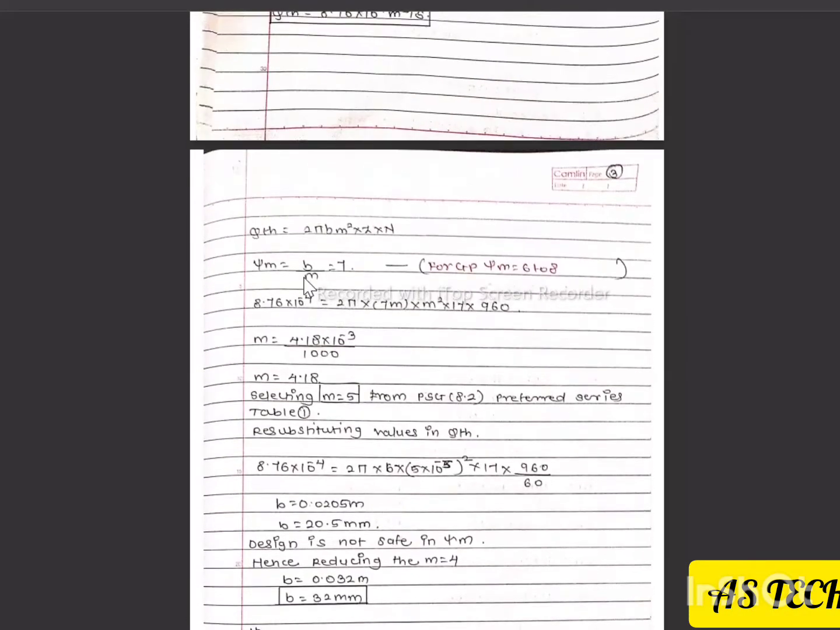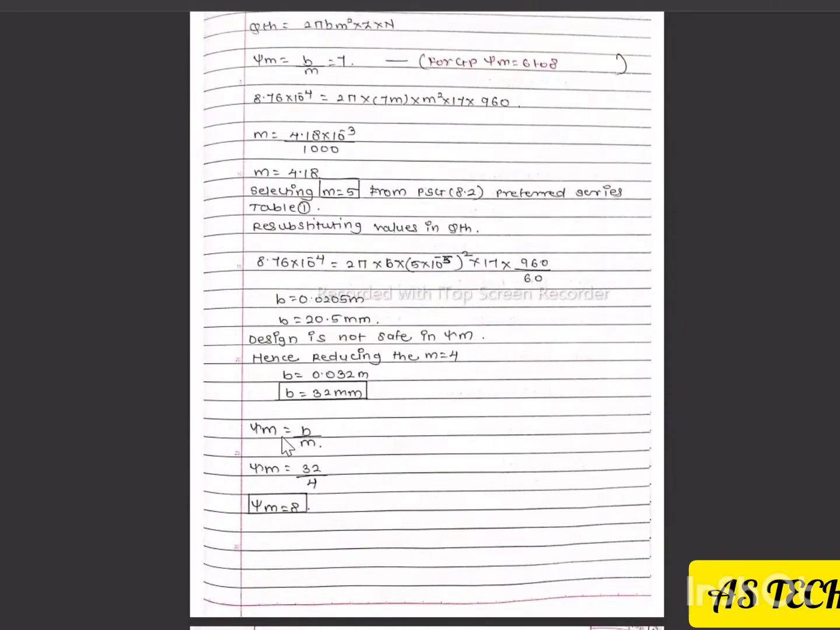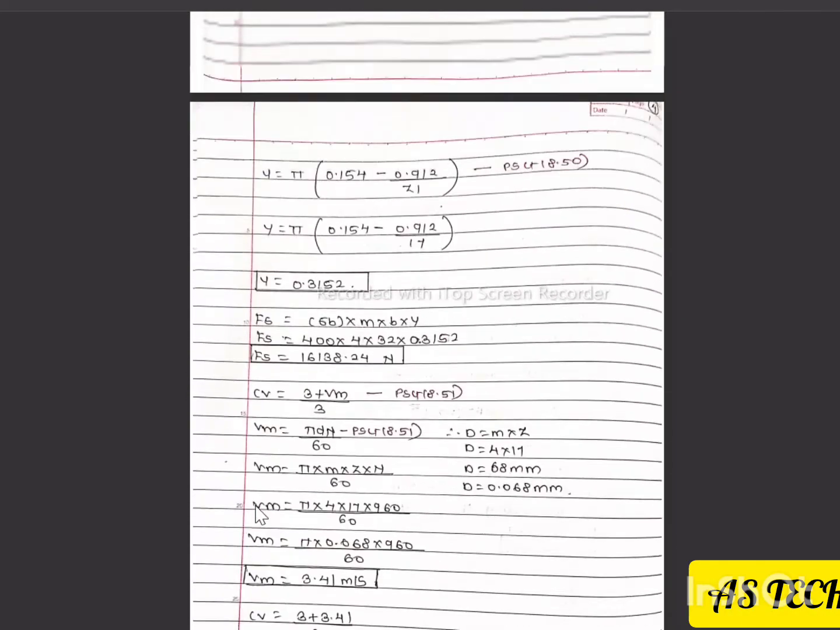So take the value of module as 4. Again put the values in the basic formula. Q theoretical equals to 2 into pi into 7m into m square into 17 into 960, so we get the value of b. Psi m equals to b by m, b value is 32, m value is 4, psi m equals to 8.